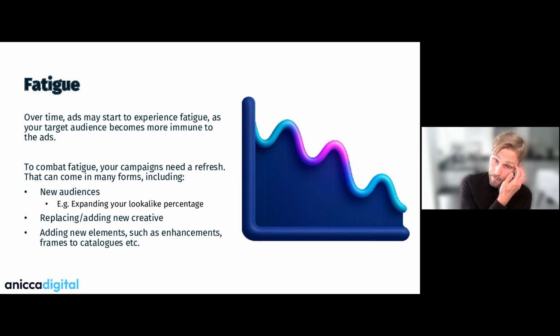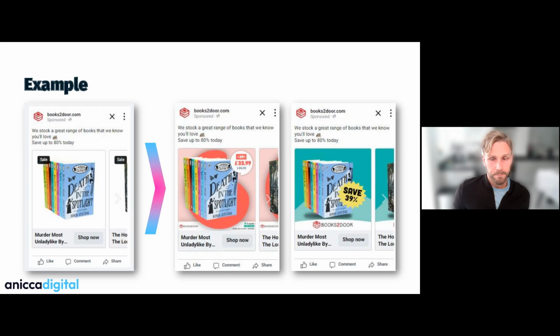And then you've got different things. You can add different elements. So you can add enhancements. By that, I mean the Advantage Plus enhancements. For catalogs, you can add in frames, and we use external software as well, just to add something different to the catalogs, just to refresh things and limit the fatigue.